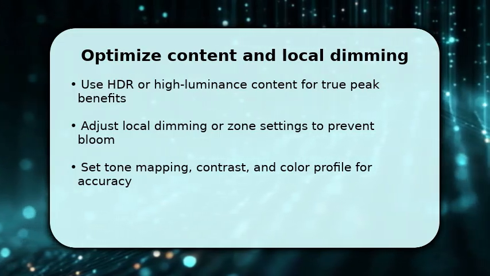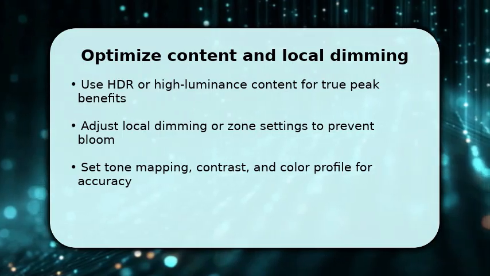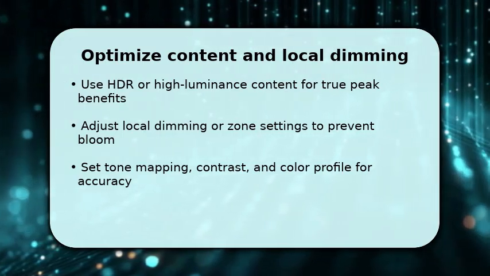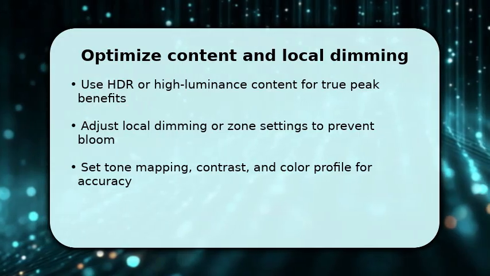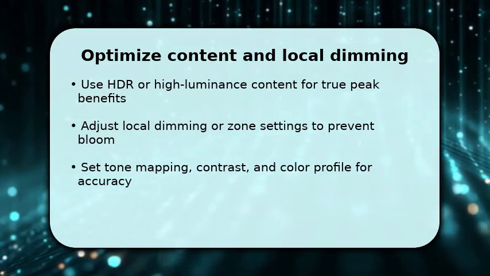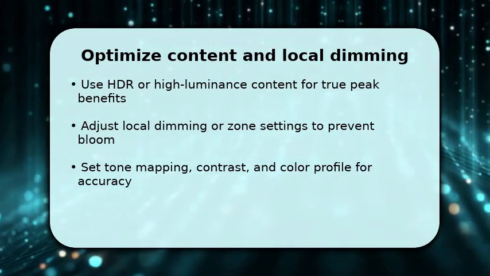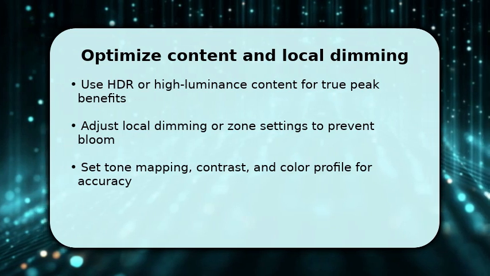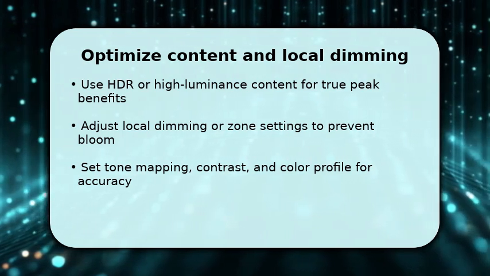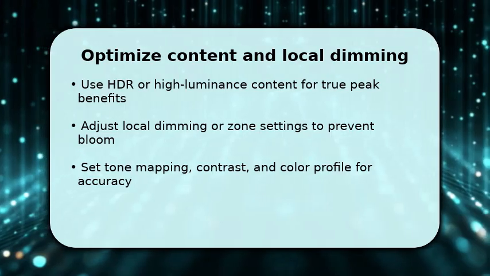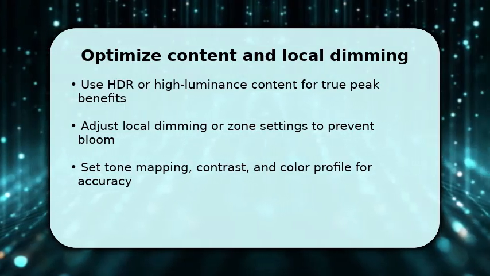Next, if available, tune local dimming or zone strength to limit haloing around bright highlights. This reduces bloom while preserving peak points. Finally, tweak tone mapping and contrast to keep details and highlights. By managing these parameters, you maximize perceived brightness while maintaining color accuracy and preventing washout.